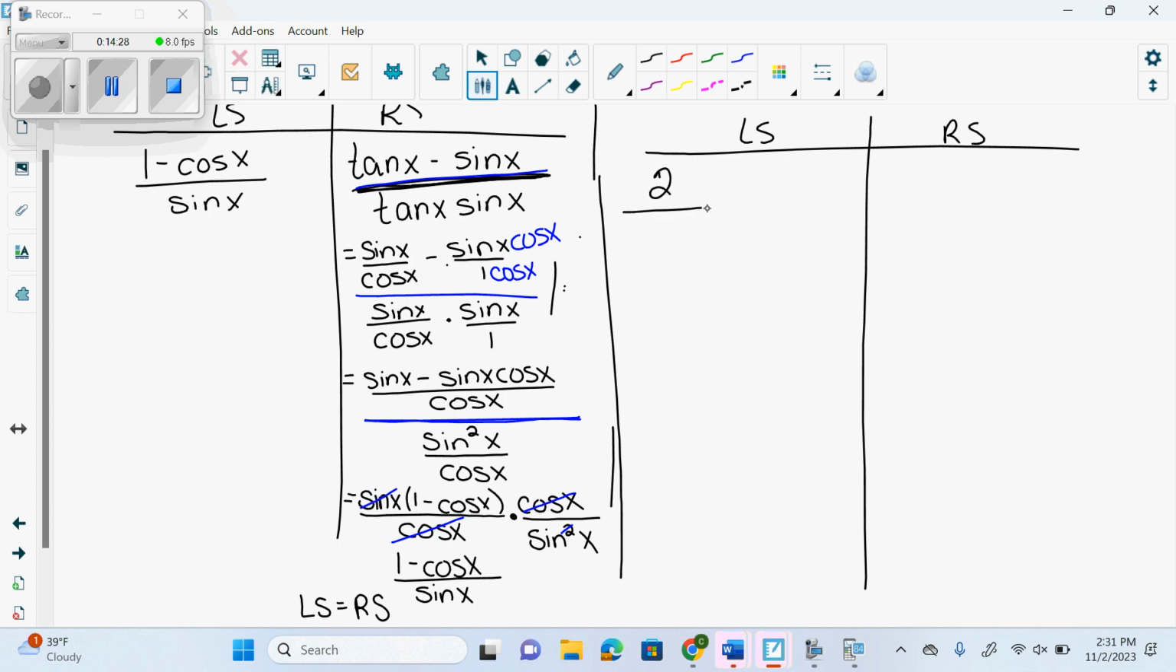2 over 1 minus sine x plus 2 over 1 plus sine x equals 4 secant squared x.